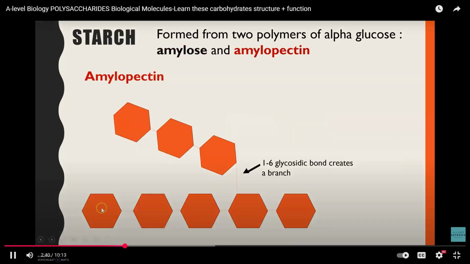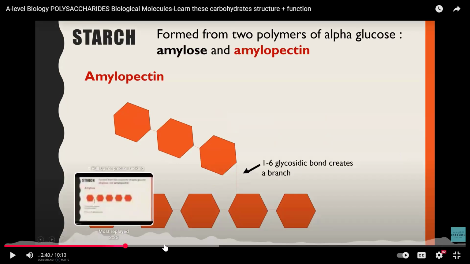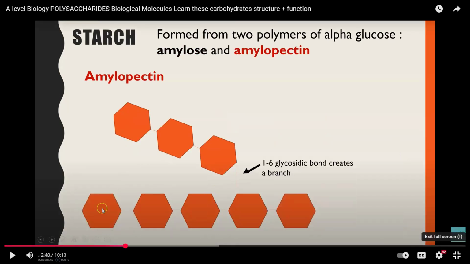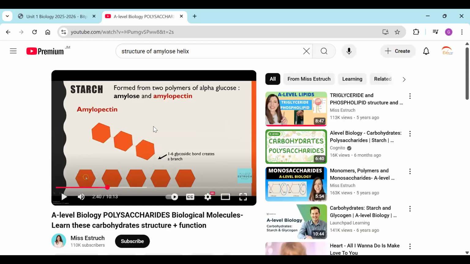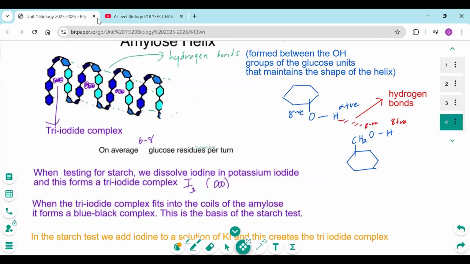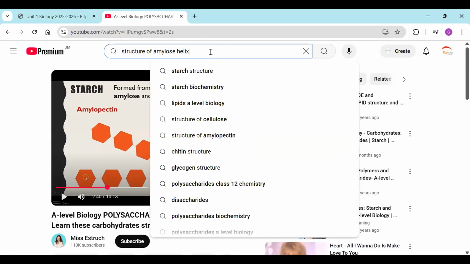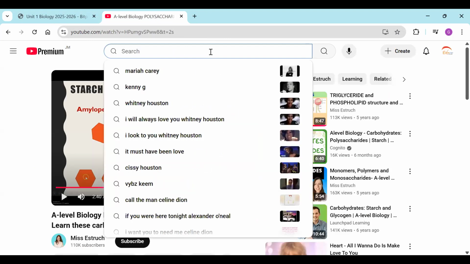Now this also is formed by... delve much into the helix. I don't want her to go on to start amylopectin just yet. All right, so let me come back to the note. Oh, and maybe I should just show you a picture of the starch test.